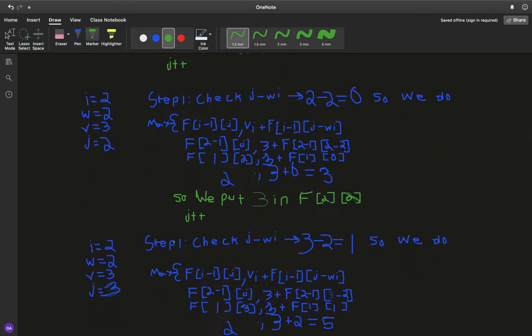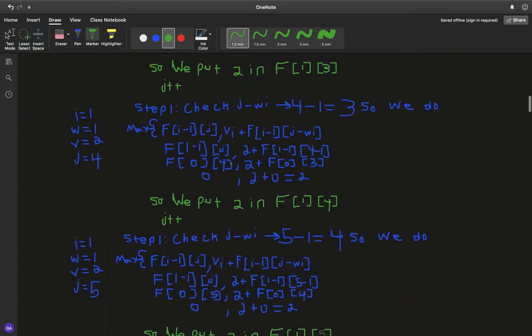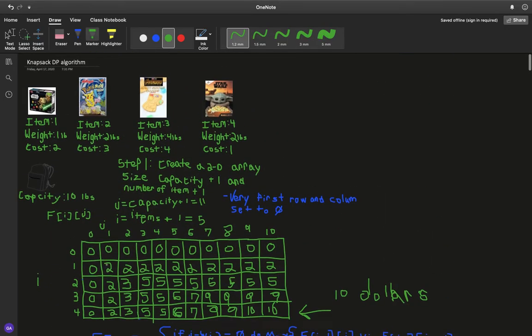And then the only thing that changes here is the j, which is now 2, and step 1 is always check. So now 2 minus 2 is equal to 0, so we go back to that first equation, getting the max value between these two. F sub i minus 1, i is now 2, so it would be f sub 2 minus 1, which is f sub 1 of 2, which is regular j. If we go back up here and check, f sub 1 of 2 is 2.